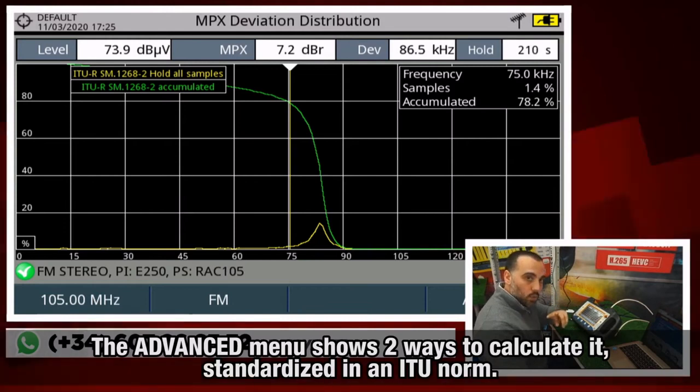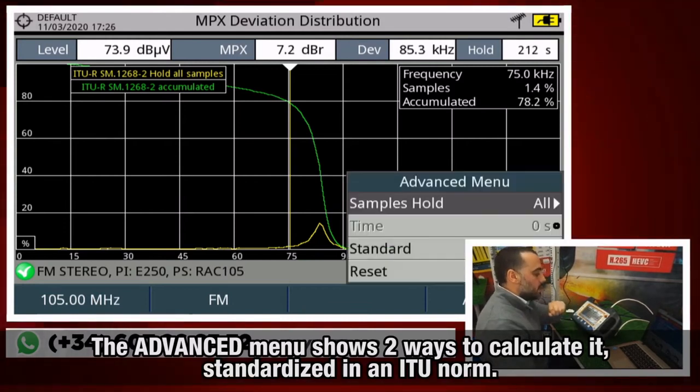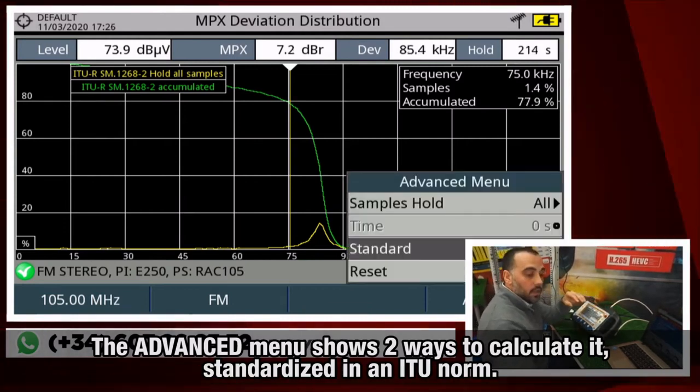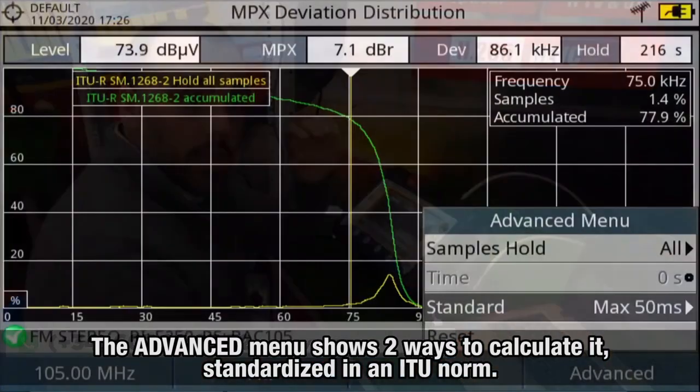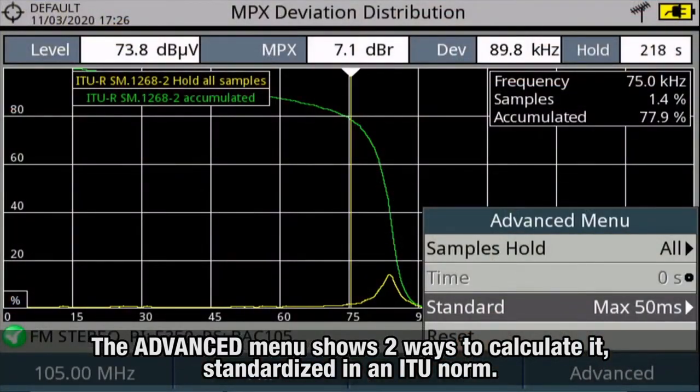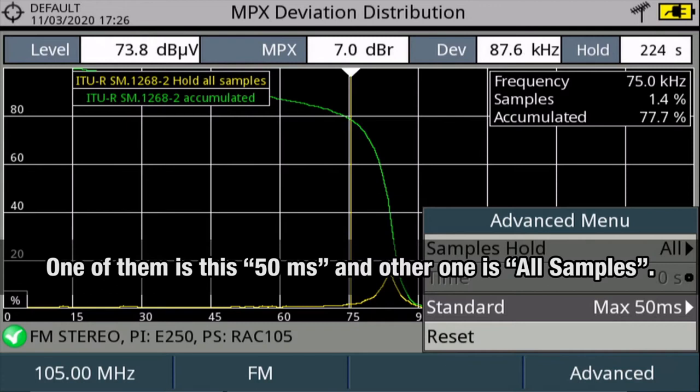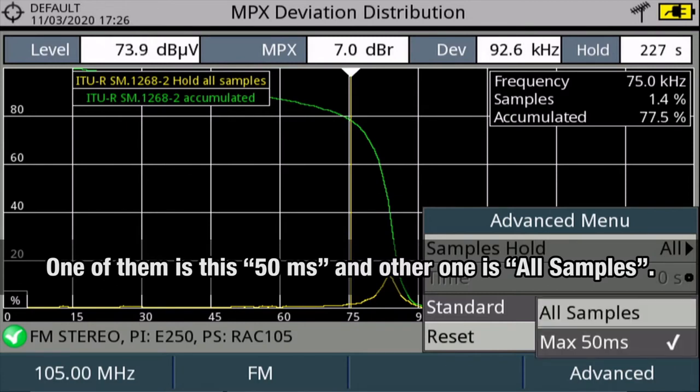And there are two ways to calculate this. If you go to Advanced, you can see these two ways, and these two ways are standardized. There's a specific way that you should calculate that is defined in an ITU norm. One of them is this max 50 milliseconds, and the other one is all samples.